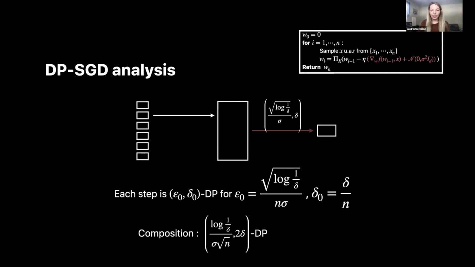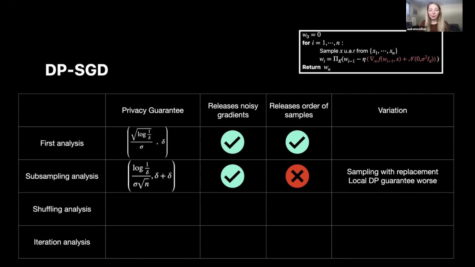So now, if I substitute in epsilon 0 and delta 0 in here, I get this privacy guarantee: log 1 over delta over sigma square root n. This becomes interesting when we compare it to what we had previously. Our first analysis didn't have any dependence on n, and now we've improved it significantly. We've gone from having no denominator here to having a square root n in the denominator. So this is a big improvement.